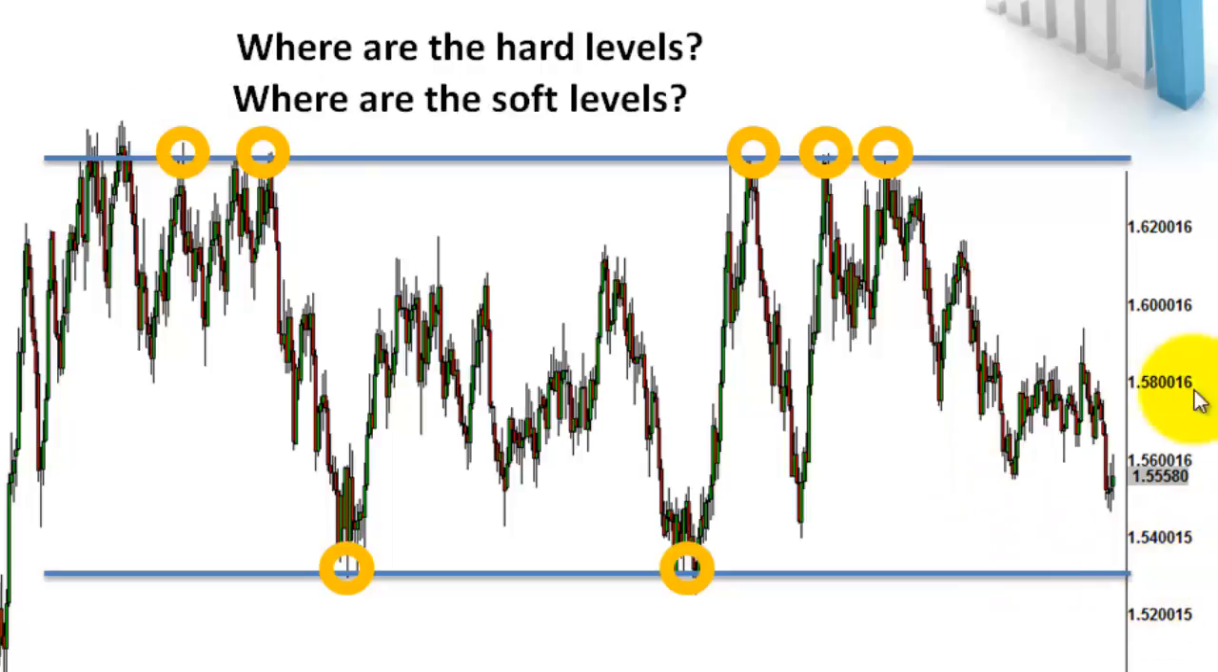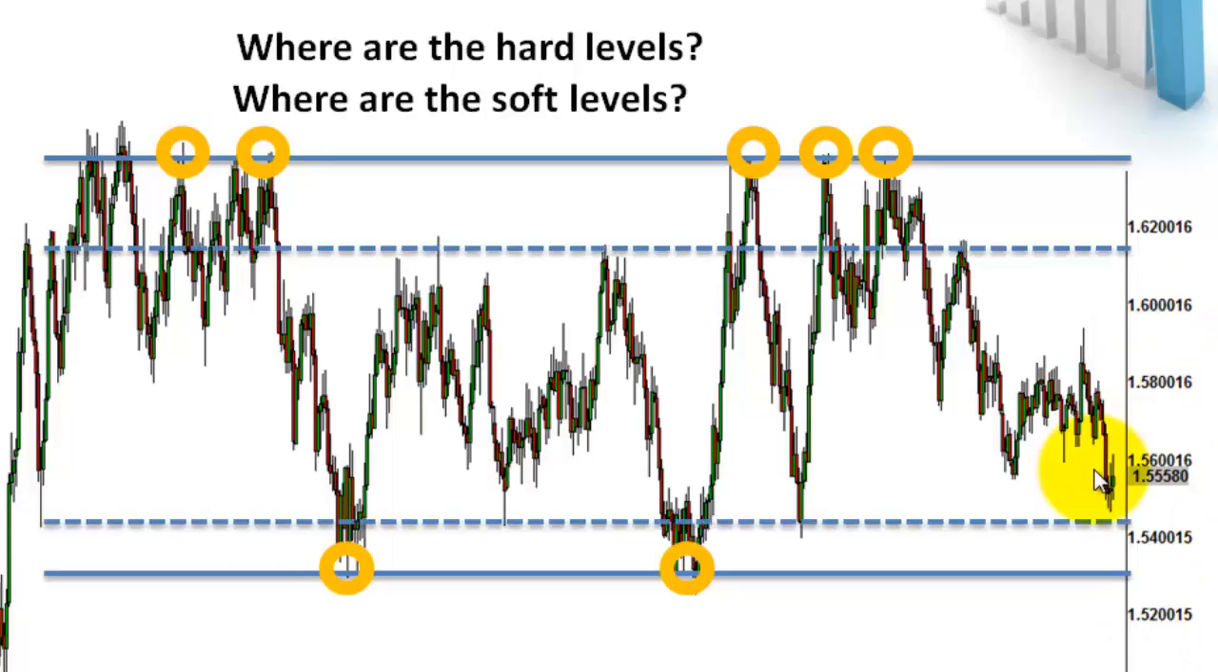So we've got the hard levels, the unbroken ones in over a year. How about the soft levels? The ones which have broken before, but also been tested before as well as respected.